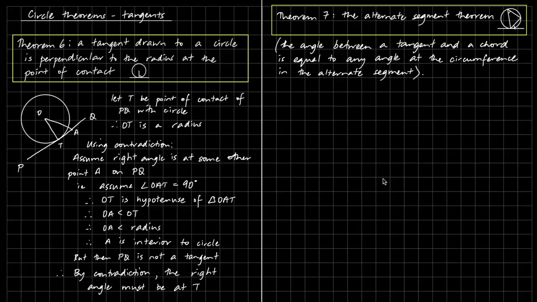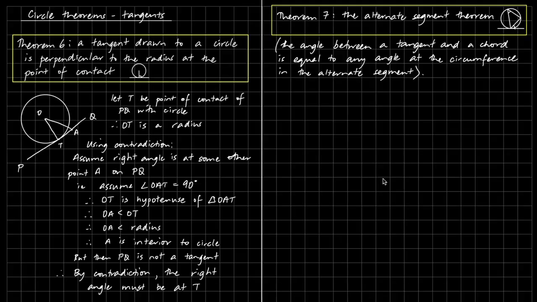The next proof is for theorem 7, and theorem 7 is often called just the alternate segment theorem, and in fact that's what the syllabus calls it. But there is then below that a description for what the alternate segment theorem is actually saying. It's saying the angle between a tangent and a chord is equal to any angle at the circumference in the alternate segment. And there's our little symbol for that one in the yellow box there as well.